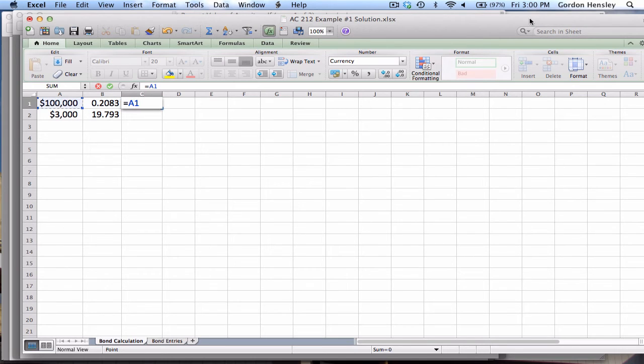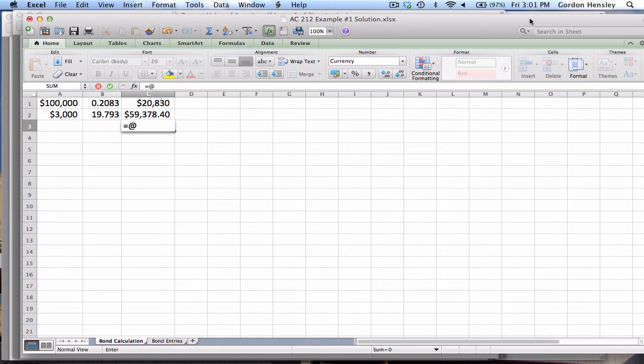So I'm just going to take my principal, multiply it by that factor. I'm going to take my interest payment, multiply it by that factor. I get two answers. I just simply want to add the two answers together, and that gives me the issue price of the bond. So the present value or issue price of this bond is $80,208. And that completes part one.